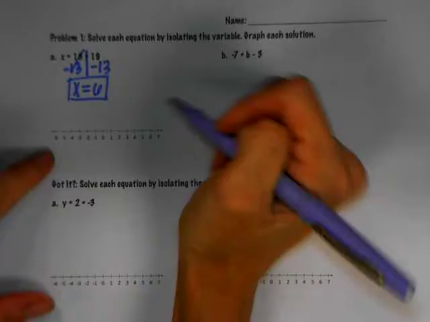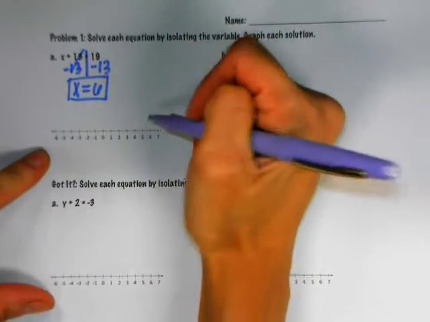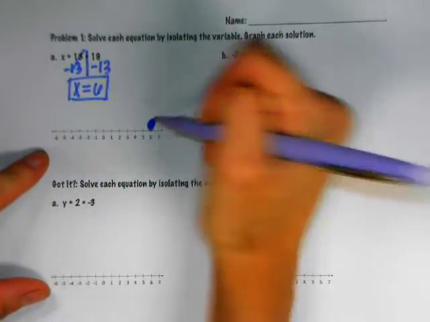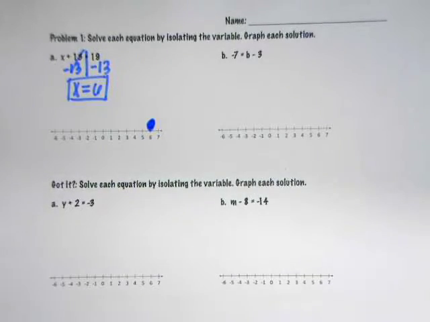All right, so on a graph, since it's just equal to 6, that's the only option for your answer. You just make a dot on 6, and that's it. No arrow. 6 is the only thing that works.